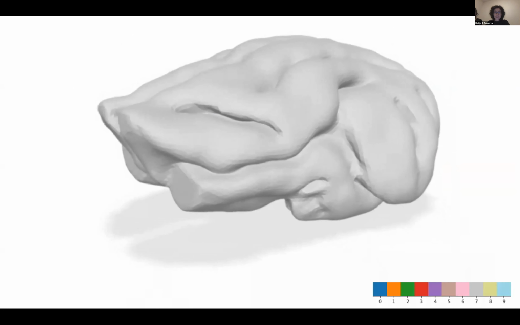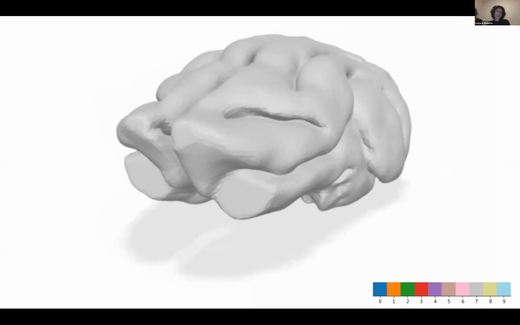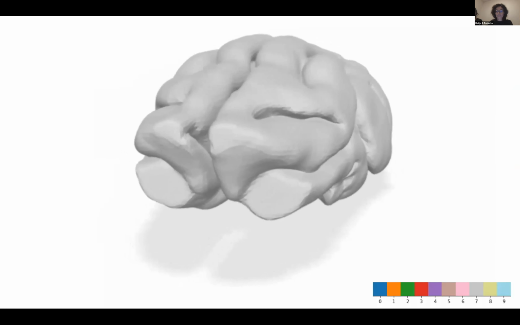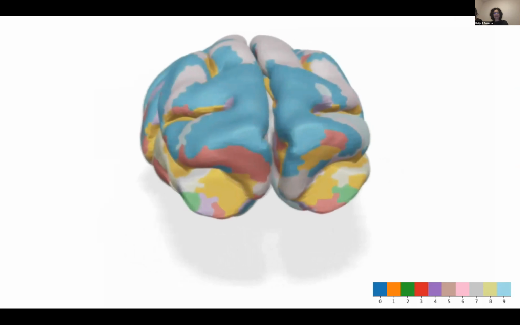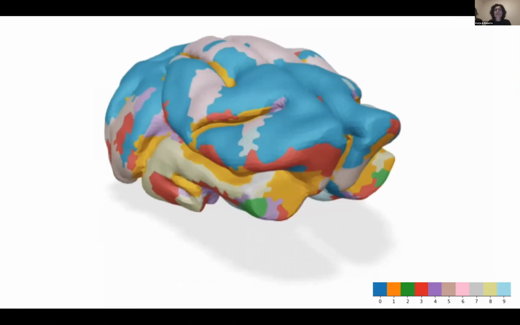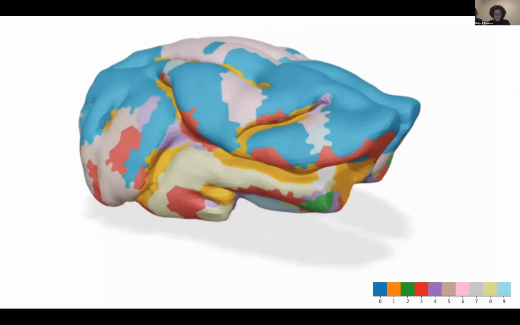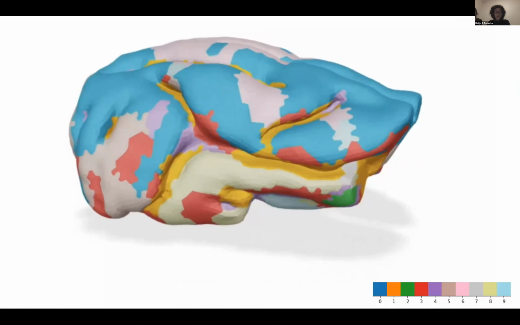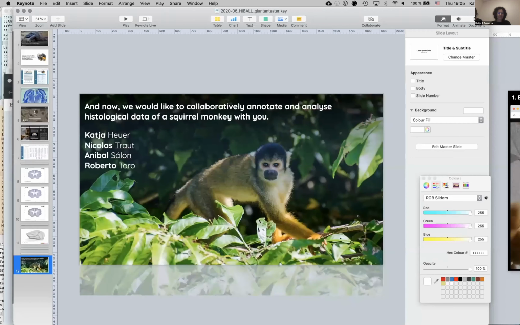We are also able to derive surface reconstructions from these data. Here, this is the surface of the giant anteater. We cut the olfactory bulb, so sorry for that. But this is what we are able to do with the data from the Brain Museum collection. And this is just the result of a k-means clustering, the 10 clusters that we visualize here on the surface. Now, with our team, together with Nicolas, Hiball, and Roberto, we will do together with you the segmentation and analysis of histological data from the squirrel monkey.